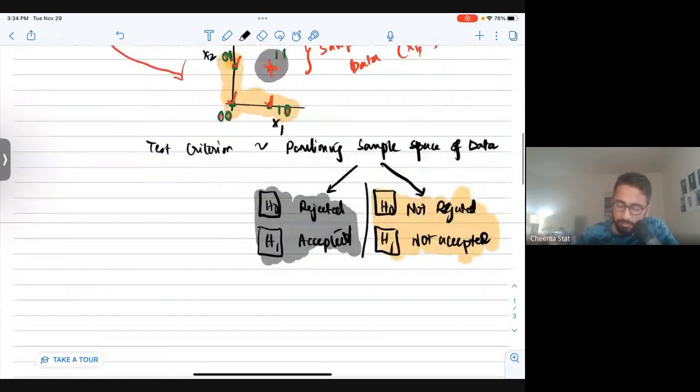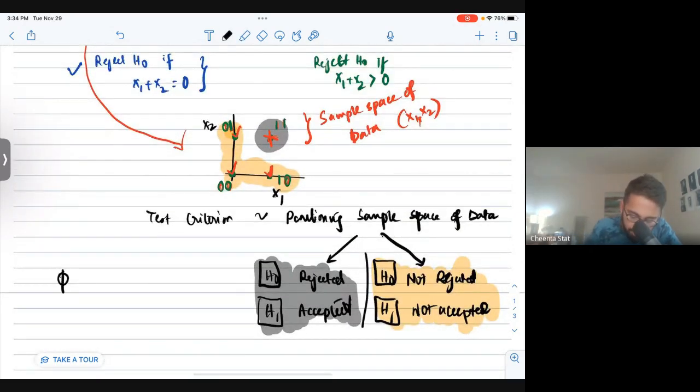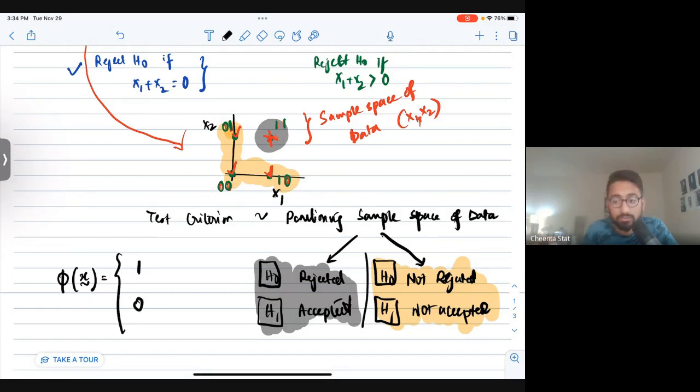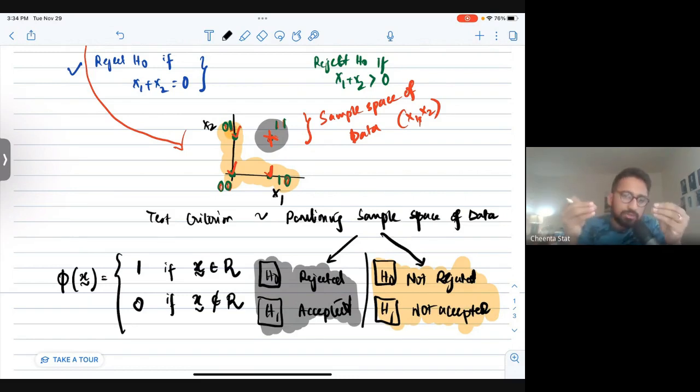So therefore the test criterion can be written mathematically as phi of x curl, the data, is nothing but 1, it's acceptance or rejection, right, 1 if x curl belongs to some region R, the rejection region. 1 is rejection and 0 is not rejection if x curl does not belong to R. This is the basic idea. There's a certain extension to this called the randomized test, which will be an aspect of another video.